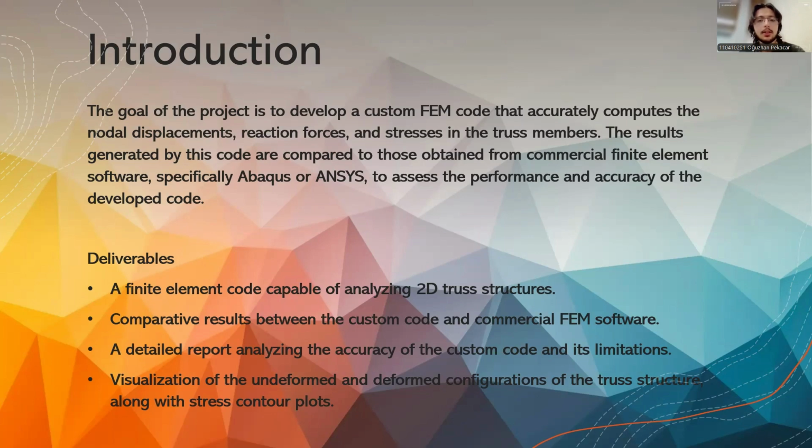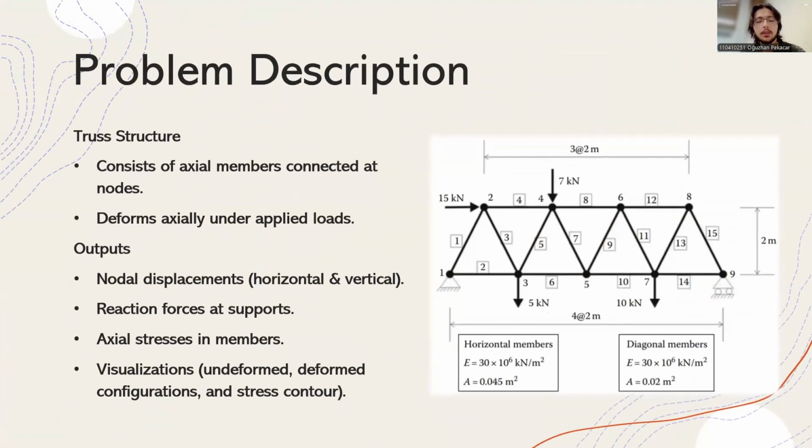The structure we analyzed is a 2D truss similar to a bridge or crane, made of straight bars connected at joints called nodes. When loads are applied to this truss, these bars either stretch or compress. We were particularly interested in determining the horizontal and vertical displacement of each node, the forces the supports must exert to keep the truss in place, and the stress each bar in the truss experiences.